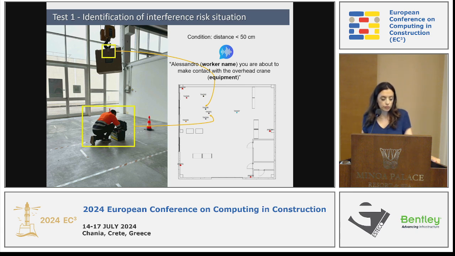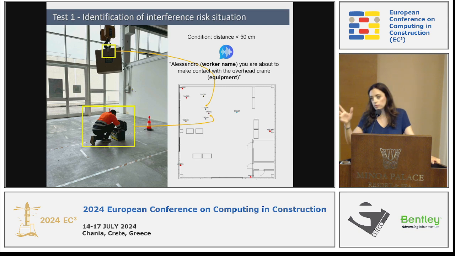We've done three tests. The first one was the identification of an interference risk situation. In this case, we were inside, so we didn't use the GPS RTK tag, but we used a UWB system, also because in our laboratory we already have that installed as an infrastructure. So we have the tag on the carried load and also the tag on the jacket of the operator. In this case, the condition was distance below 50 centimeters, and in that case, the operator has headphones that you can see in the next slide.